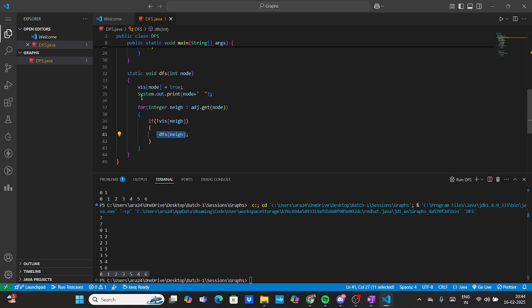So again, after that, you are starting from here only, right? 4 has been done. Now you are iterating on 6. So 6 is also not visited. So go to 6. Clear? Clear, right?